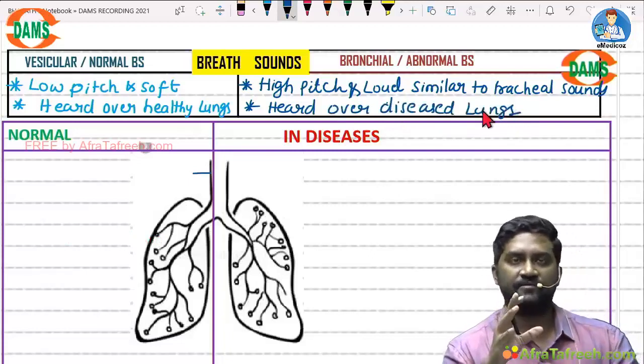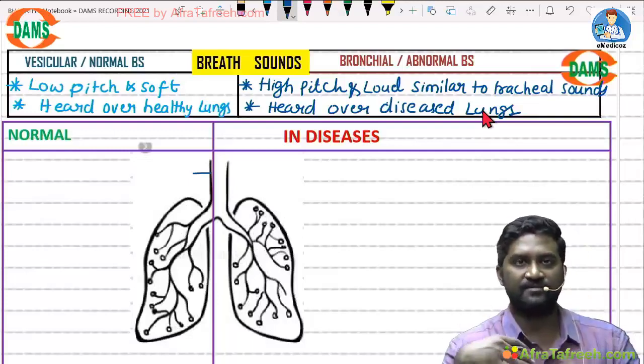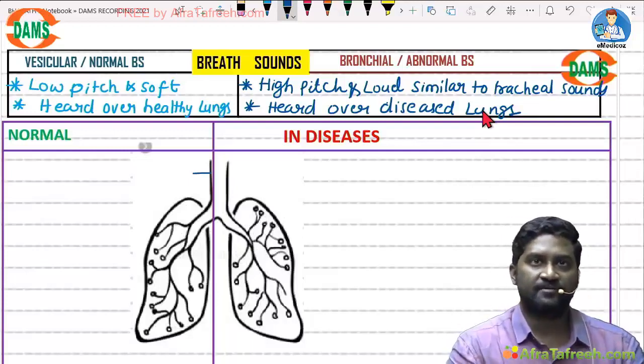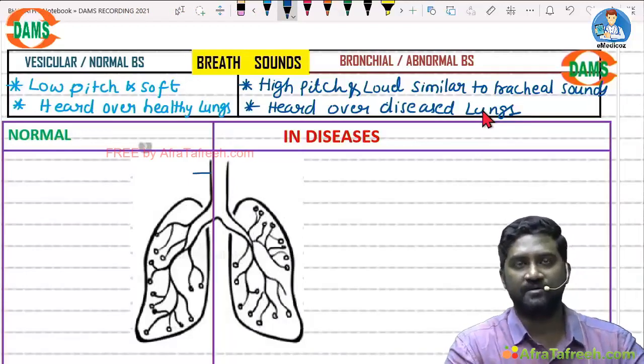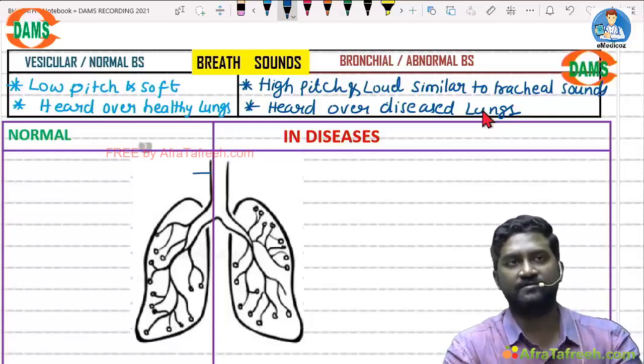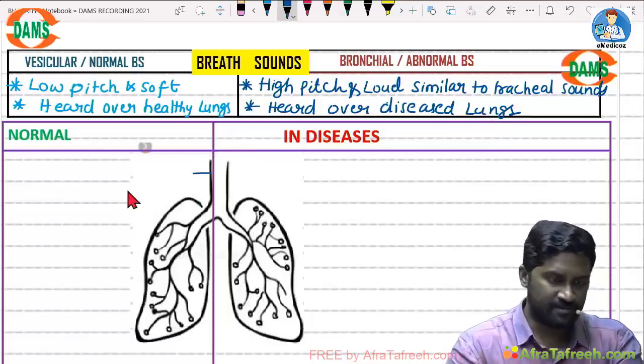So this is the difference between vesicular breath sounds, which are normal, low pitch and soft, whereas bronchial breath sounds are high pitch, loud, similar to tracheal sounds. These are generally heard over diseased lungs. To understand this better, let us see the genesis of the breath sounds.